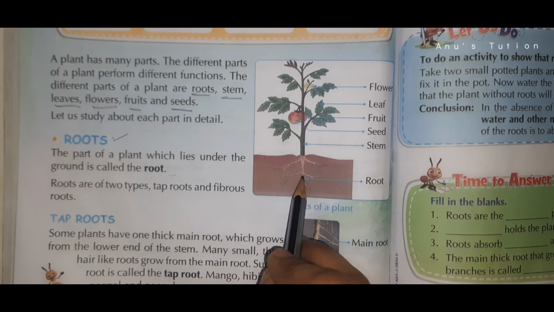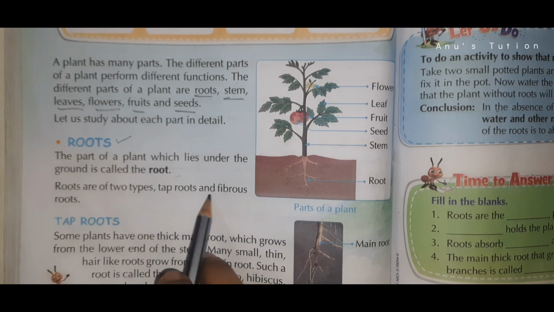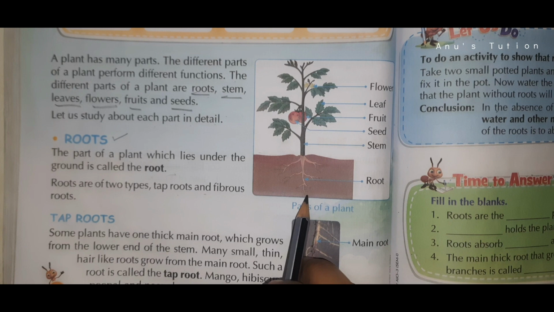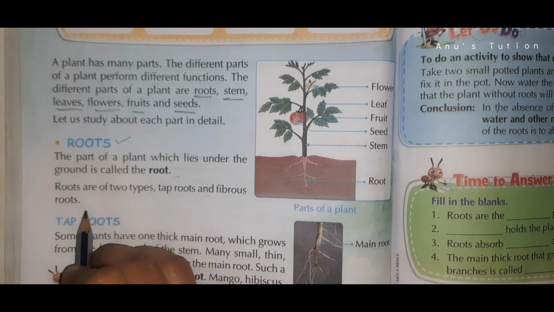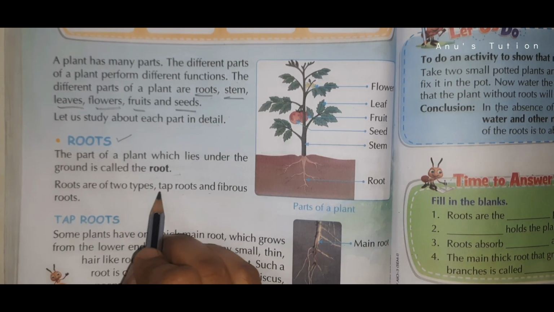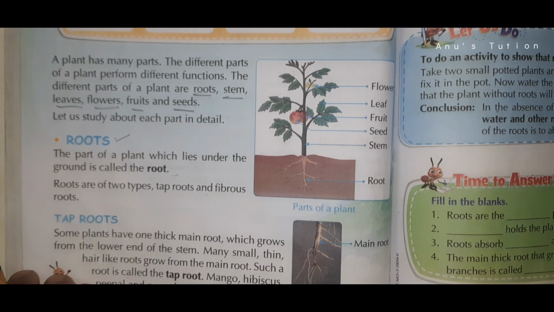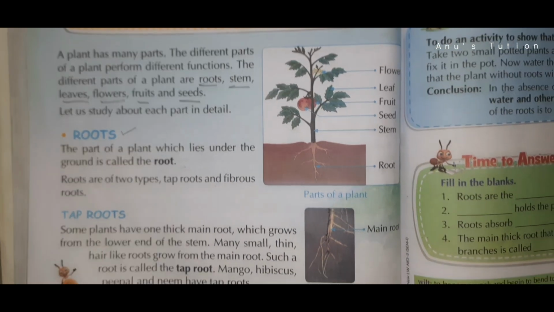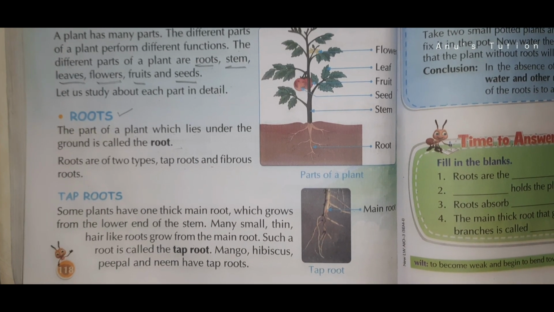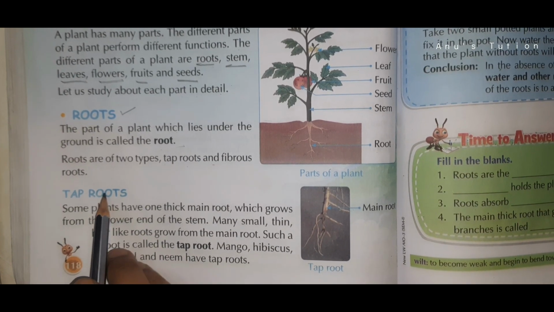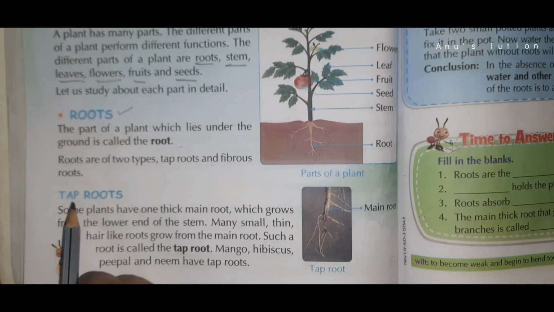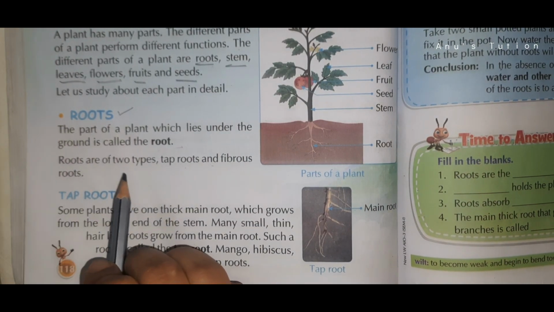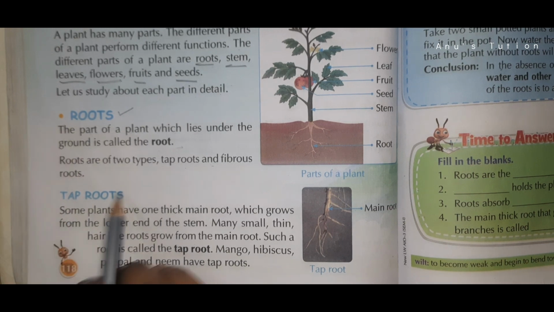Roots are of two types: tap roots and fibrous roots. Okay, next, in roots there are two types, that is tap roots and fibrous roots. First we will discuss the definition of a tap root and its example.